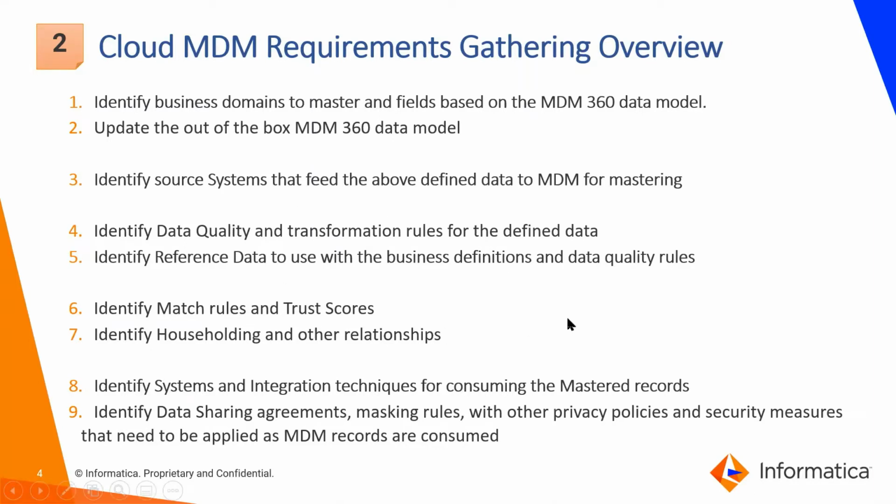Once we've identified the data, where it's coming from, and how to move it to MDM and apply the rules and the reference data to it, we then can identify the match rules and the trust scores for mastering that data and coming up with that best record. We also want to be able to identify the householding and other relationships that we're going to create with our master data. So we could be talking about family relationships in the case of medical insurance processing, where different family members are covered under the same policy.